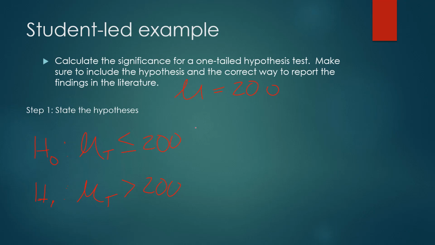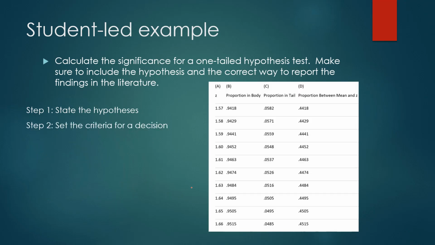So we're saying that we predict that students that are given special instructions on the achievement test will have a mean greater than the population mean, but the null hypothesis states that their sample mean will be less than or equal to the original population mean.